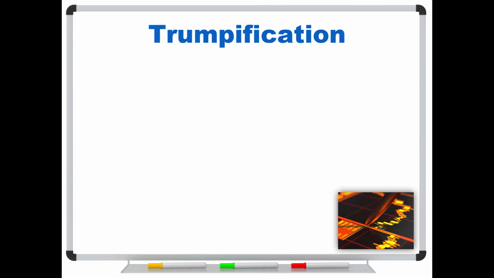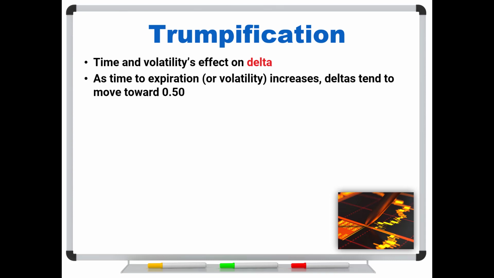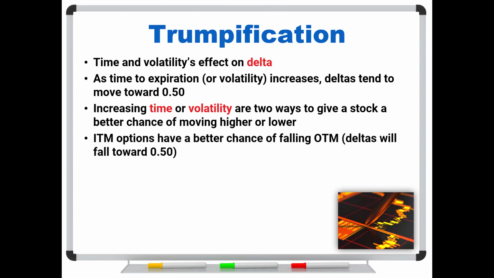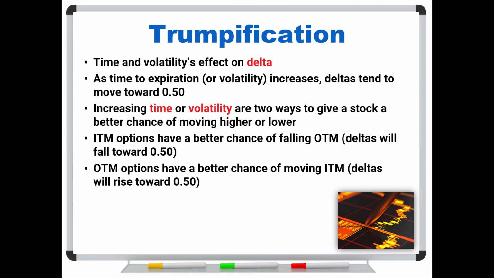So let's start off with the idea of Trumpification. Remember what this is. It's time and volatility's effect on delta. So as the time to expiration or volatility increases, your deltas tend to move towards a half, or towards delta 50. So increasing time or volatility are two ways to give a stock a better chance for moving higher or lower. And because of that, in-the-money options have a better chance of falling out of the money, and therefore your deltas will fall towards a half. And conversely, your out-of-the-money options have a better chance of moving in the money. So your delta will rise toward 50, or delta 1/2.